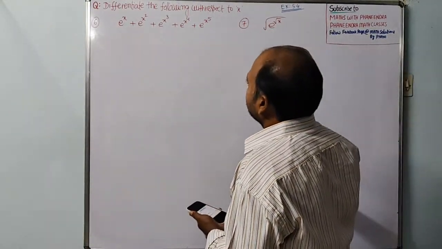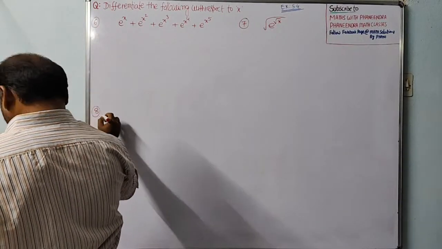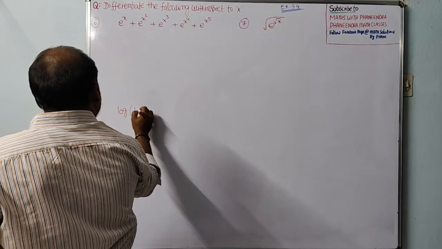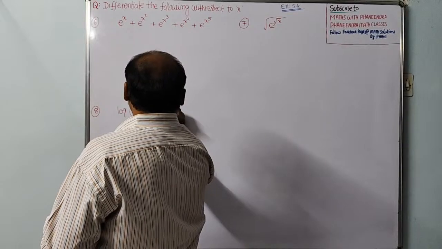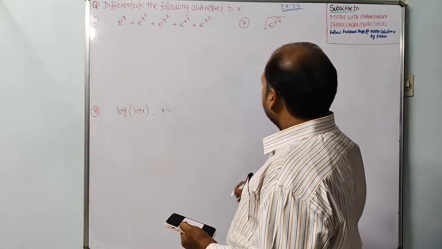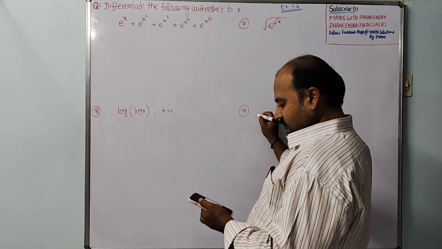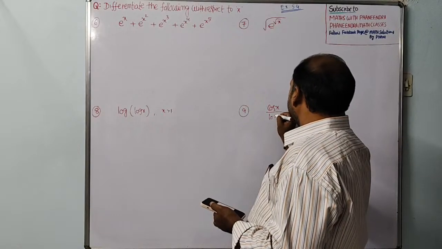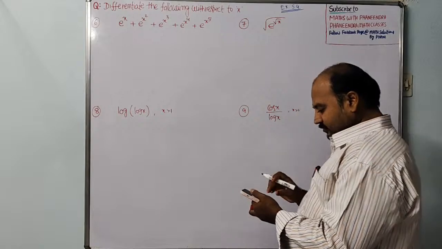Next question number 8. Log of log x. Question number 8, x is greater than 1. Next question number 9. Cos x by log x, where x is greater than 0.